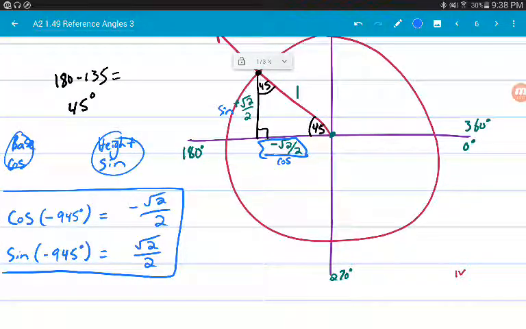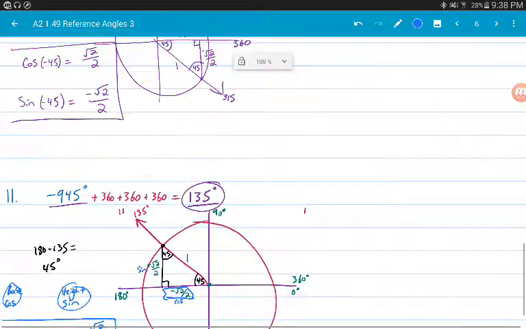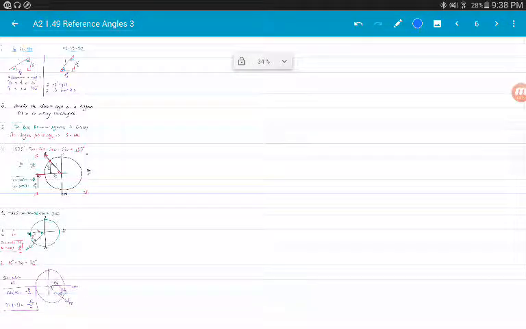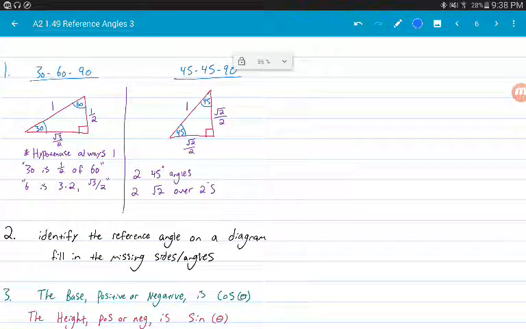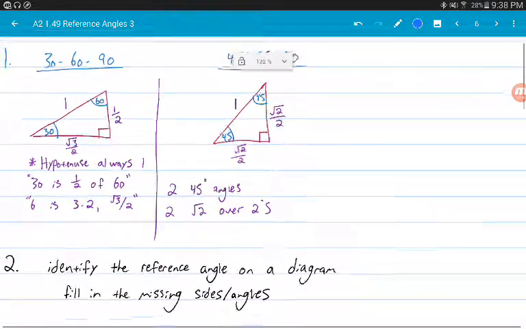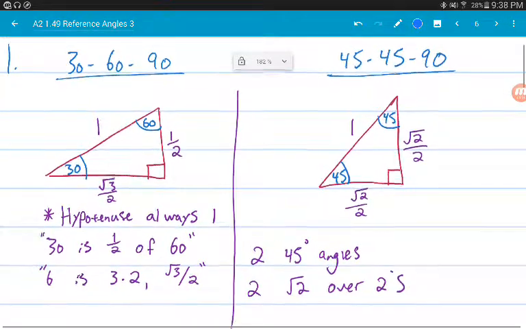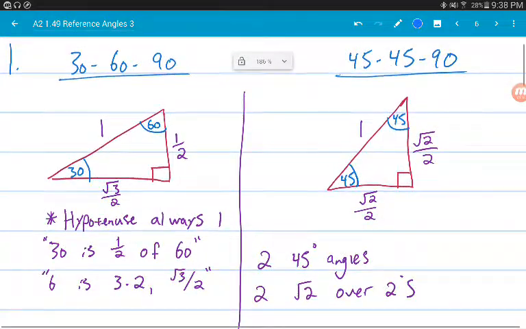Now that was the example. I'm just going to show you real quick some of the notes that we had from today's class in case you didn't have these down. If you missed anything, feel free to rewind and watch that process again. And these are the two special triangles.